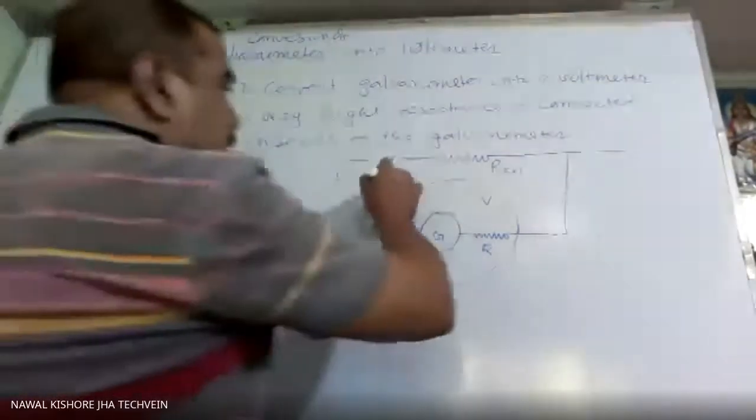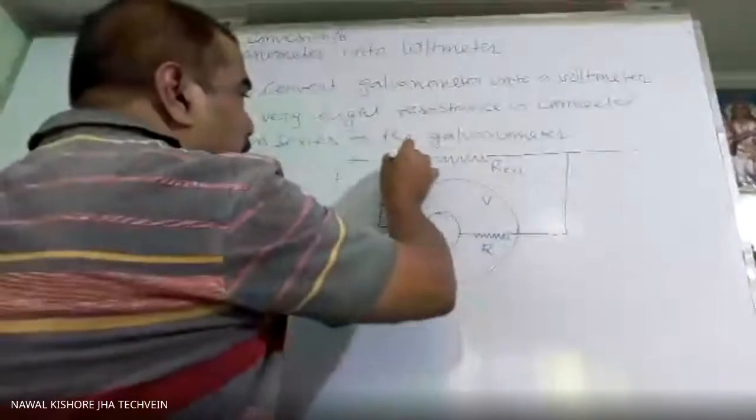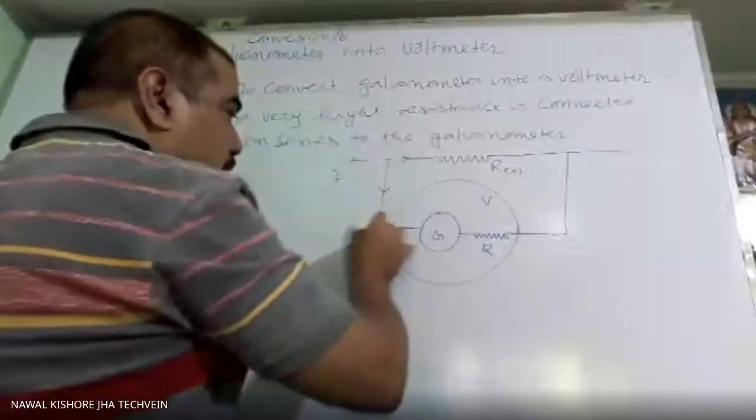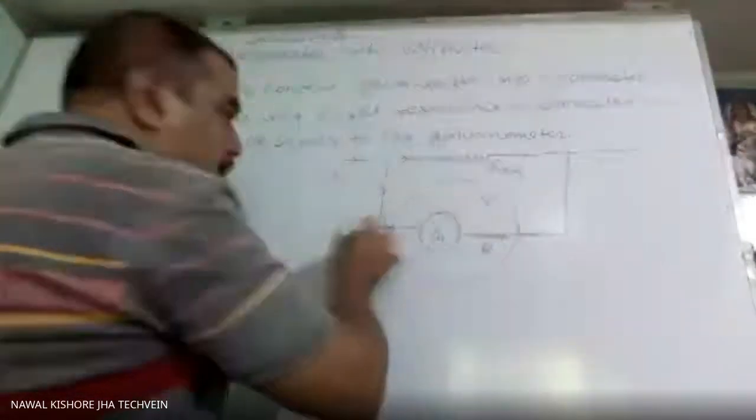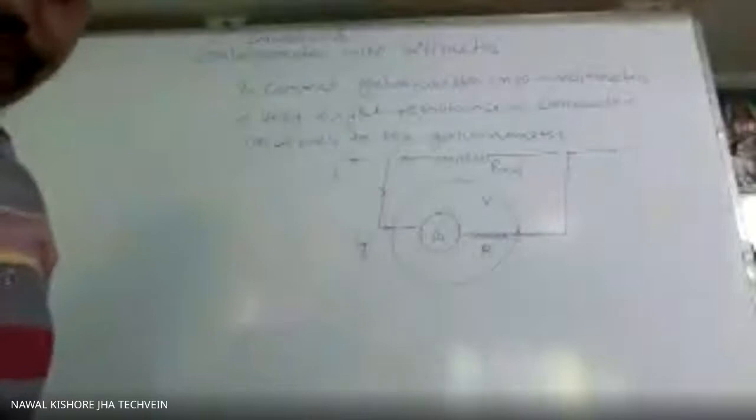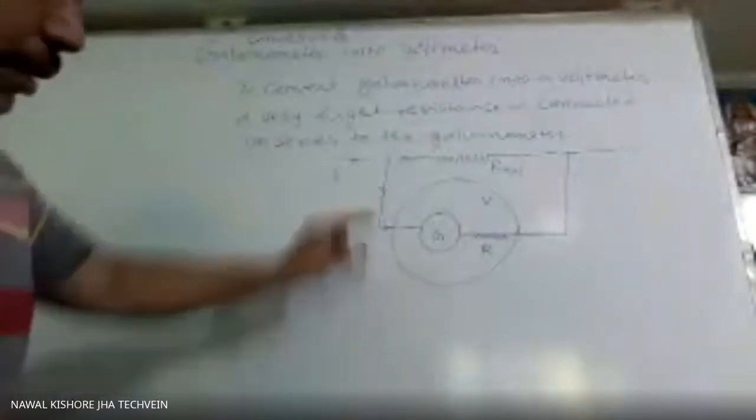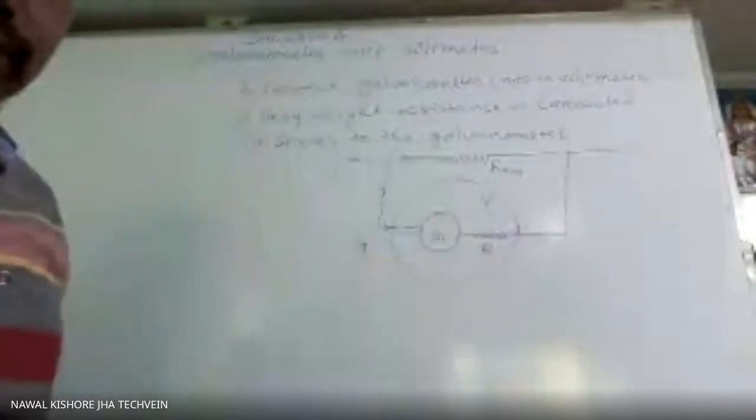So in this case, this current Ig will pass through the galvanometer. The same current is passing through this also. So whatever current is passing through the galvanometer, the same current will pass through this high resistance also, as they are connected in series.